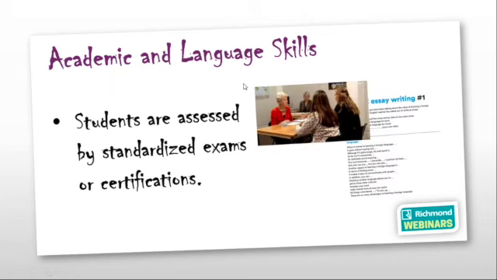Now, something important: students are assessed by standardized exams or certifications. But what kind of interactions do these exams promote? It's a lot of giving ideas, emotions, points of view. So they need first to think quickly. They need to interact with someone else. They need to give their points of view. They need to change the points of view of others.